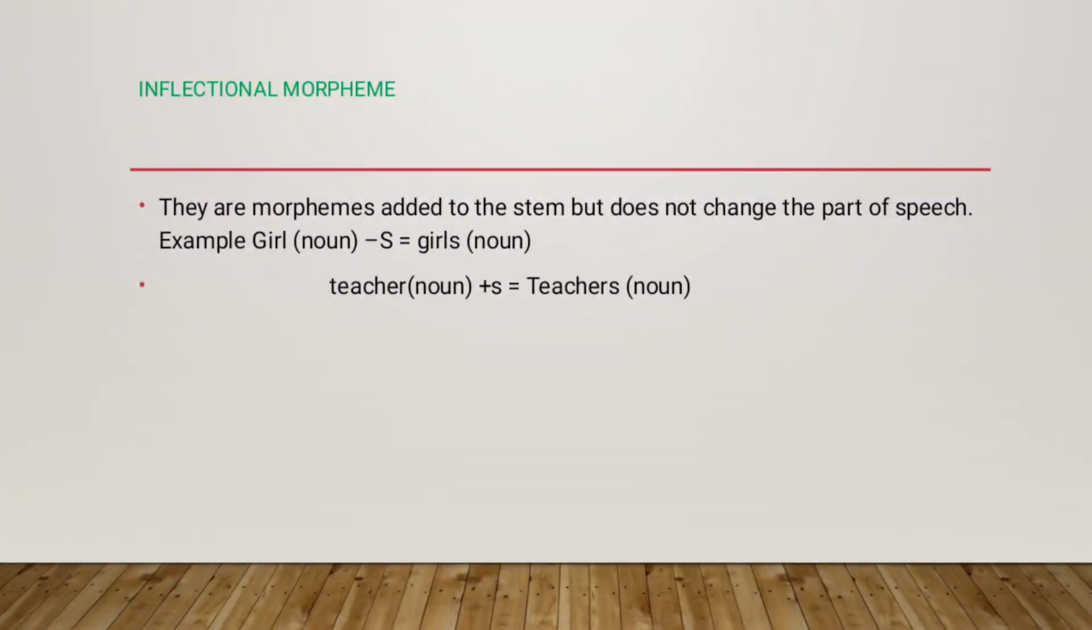Inflectional morphemes. They are morphemes added to the stems but do not change the part of speech. For example, girl, which is a noun, when we add s to it, gives us girls, which is the same as a noun. Feature, which is a noun, has s added to it, which gives us features, which is also a noun. Thus, it does not change the part of speech.